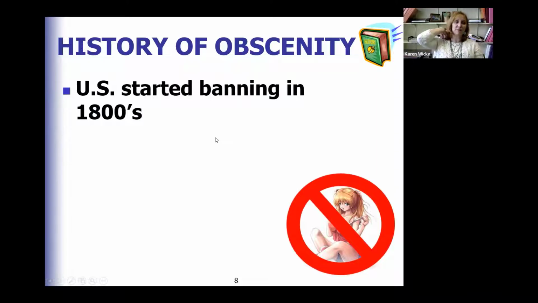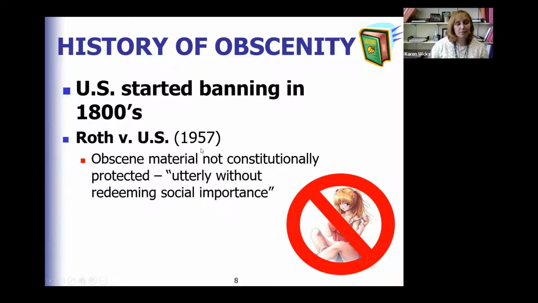It first was banned in the United States in the 1800s. That was the first time we actually decided that if it's considered obscene, it is going to be banned, and it's legal to ban it. But we had to define obscene material. What is actually obscene material?